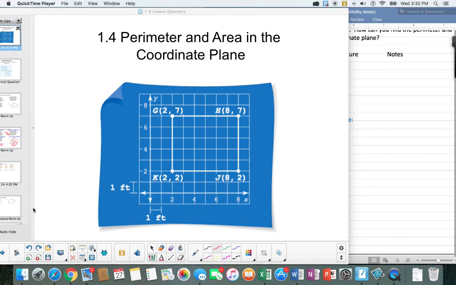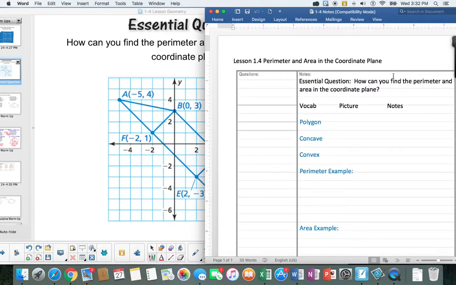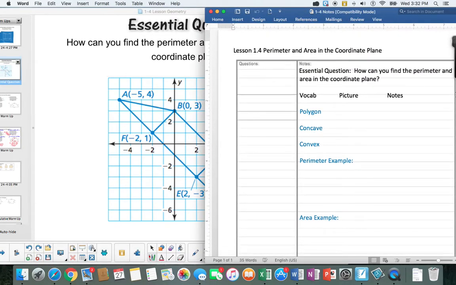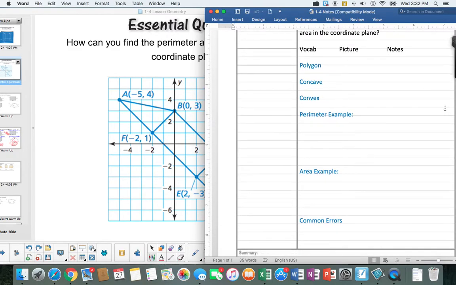Lesson 1.4, Perimeter and Area in the Coordinate Plane. Essential question: How can you find the perimeter and area of a polygon in a coordinate plane? Before we go on further, let's go ahead and set up our notes: the title of the notes, the essential question, and some room for vocabulary and examples that I'll be doing.